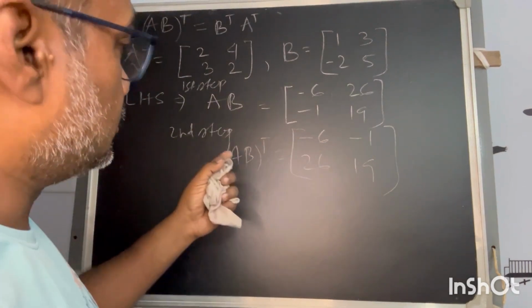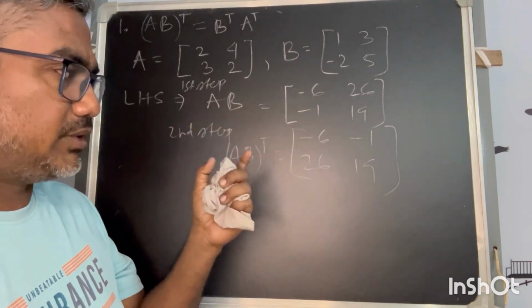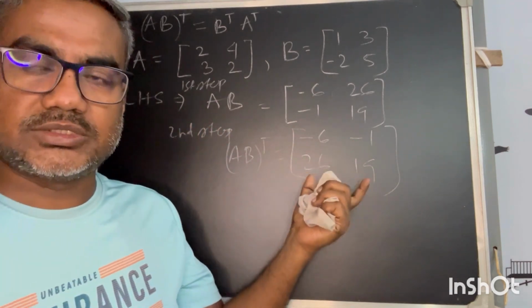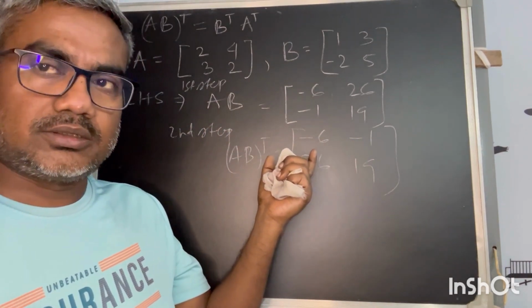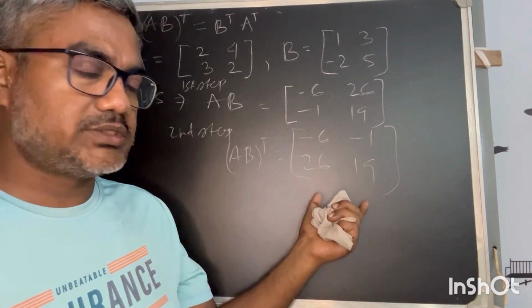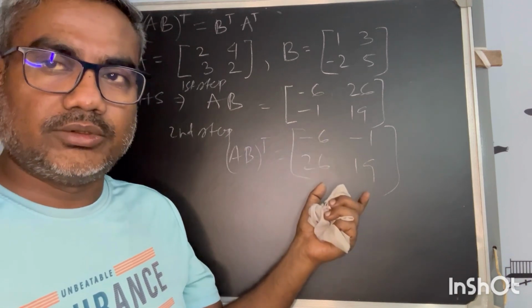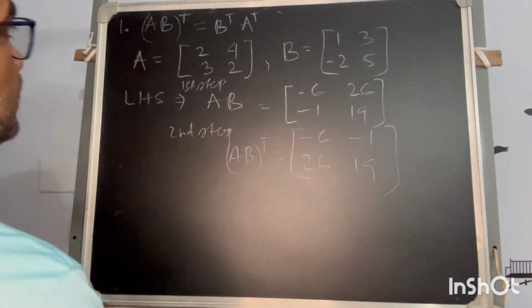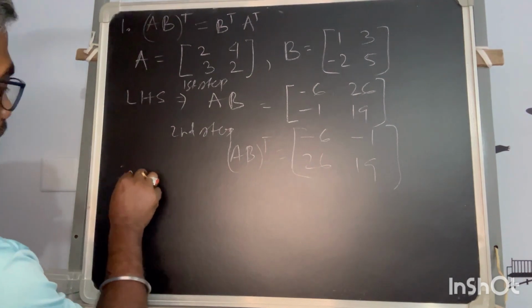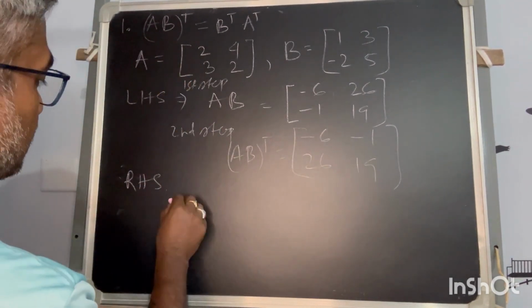You have to be very cautious when doing this, because matrices need your concentration. This is very much related to your test of concentration. The more you concentrate, the more rapidly and more correctly you can do it. Now come to the right hand side. The right hand side can be done directly.